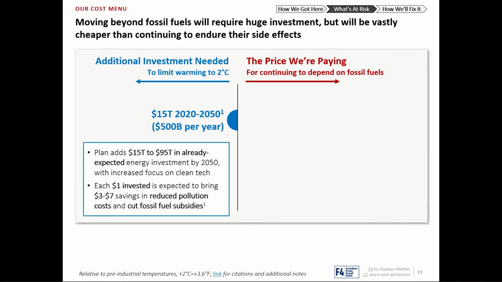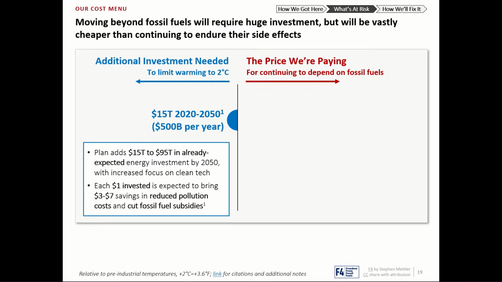Looking at the overall cost effectiveness of fossil fuel reduction plans, to limit warming to about 2 degrees Celsius, what we would need is about an additional $500 billion per year over the next 30 years, added to a reallocation of about 95 trillion of already expected energy investment away from fossil fuels and towards clean technology. Now that would be a plan that would get us to about 2 degrees Celsius. Every $1 invested would bring around $3 to $7 in savings.